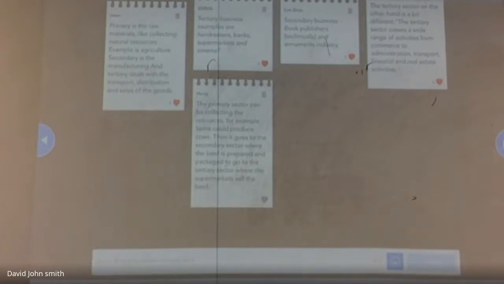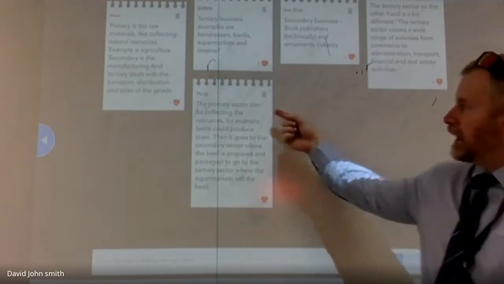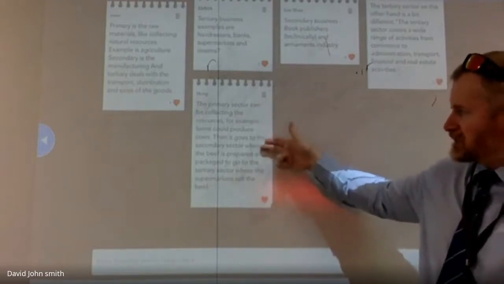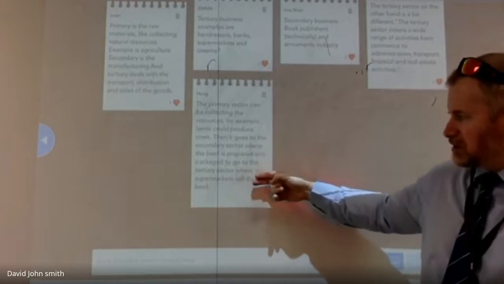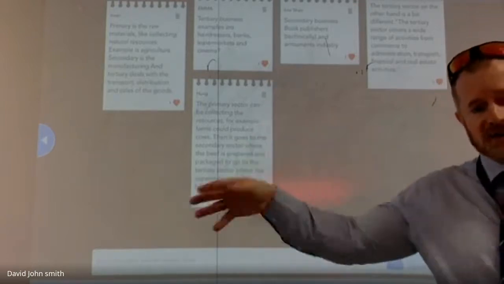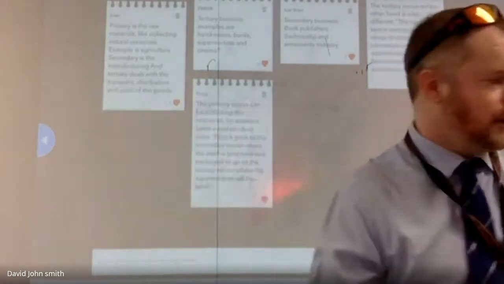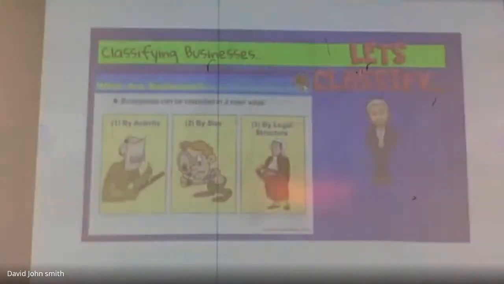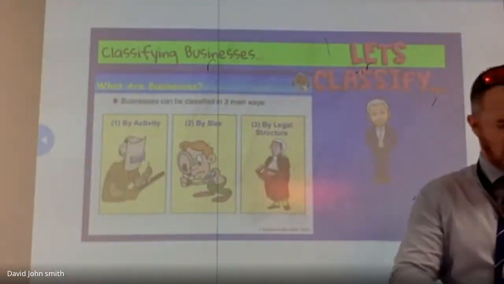Now, what you've done there is you have illustrated the idea of interdependence, how the primary sector is working in conjunction with the secondary sector, which is working in conjunction with the tertiary sector. So they're all relying on each other in order to get what they need. Yeah. Well done, team. Very pleased. Great job. Now, here's where we were at before.